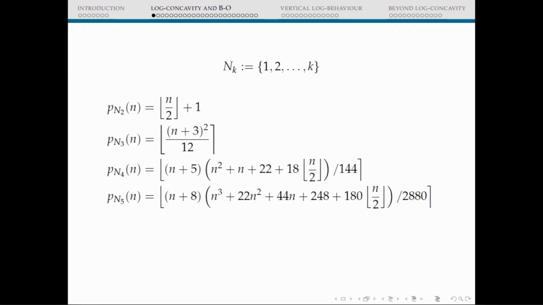In particular, Sills and Zeilberger computed all of these functions up to k equals 60. So now we can take the following function, which describes when our N_k partition function is log-concave. If it is positive, then we have the log-concavity property. If it's negative, then we have log-convexity. And let us consider this function above.